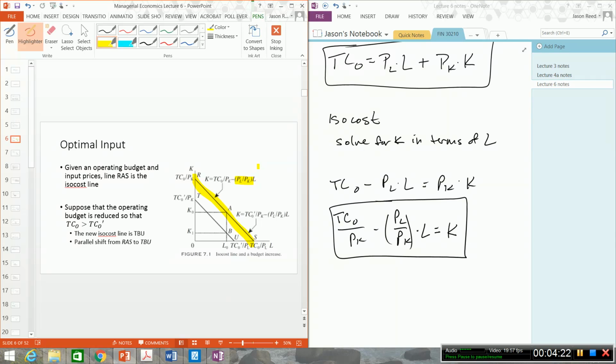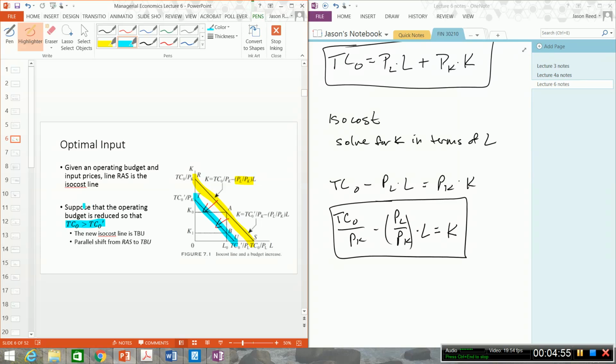We notice that we can essentially change lines. We can move in on our budget line to a new line here. The reason that we have this new line is because we had some sort of change in our budget. It's clear that if we're moving our budget towards the origin, we have a lower level of budget. So moving in means lower budget, moving out means higher budget or higher cost.